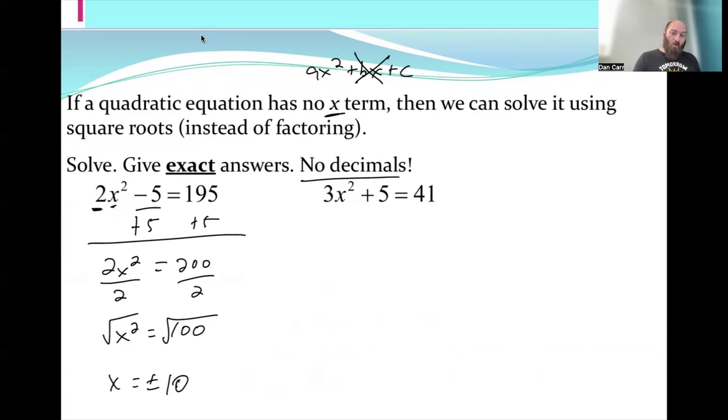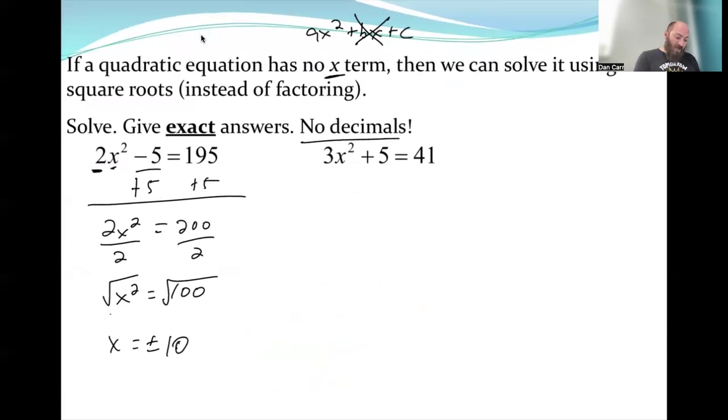This is what's called our square root property. Whenever we take the square root as part of our solving steps, we need to take the plus or minus square root. Okay.